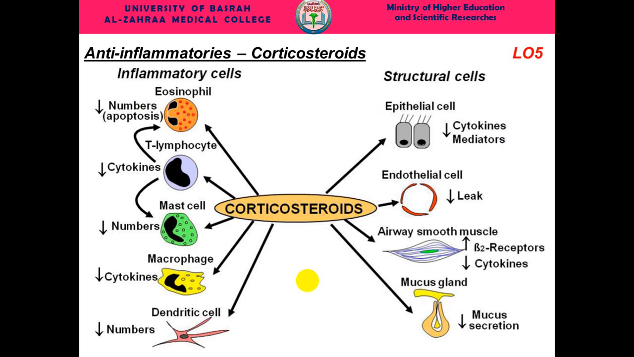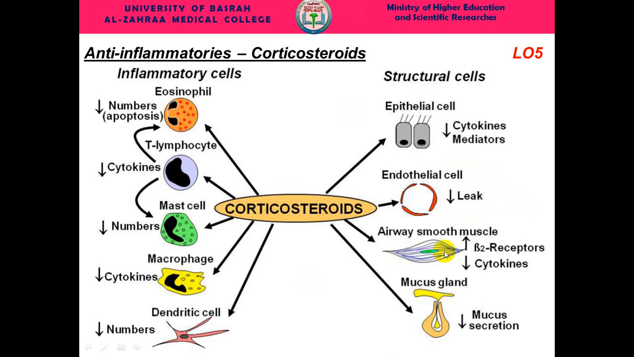They act on the genes in the cells, the gene transcription, and they will inhibit inflammation through that act. They will inhibit the eosinophil, the T lymphocyte, the mast cells, the macrophages. So they will reduce the amount of cytokines that will induce inflammation. And again, they will act on the blood vessel and the endothelial cells, and they will reduce the leak.